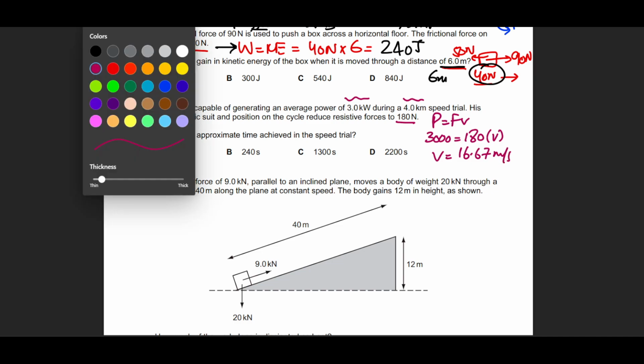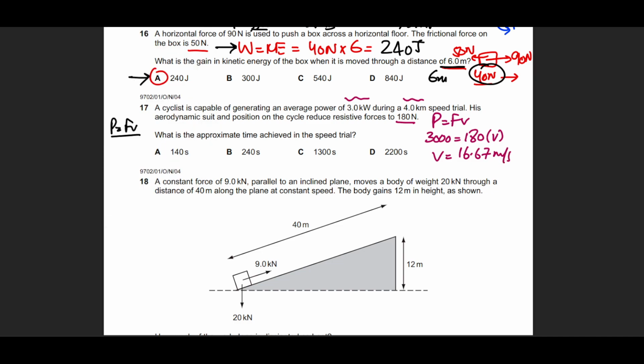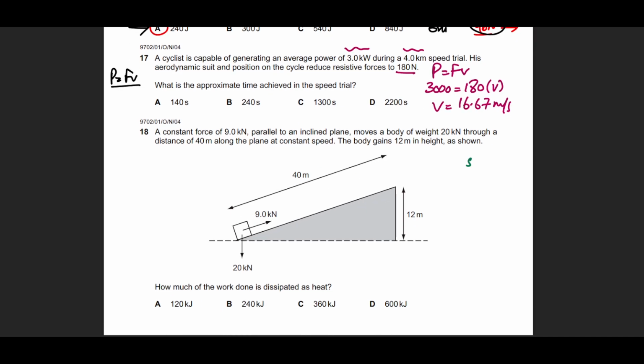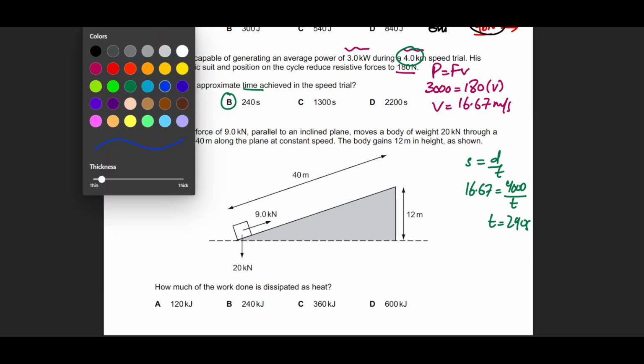Now, since we want to find time, we can simply use the formula speed equals distance over time. We are supposed to find time. We have the distance, which is 4 kilometers, and the speed is already given, which is this one. So 16.67 equals 4,000 meters, 4 kilometers, over T. T comes out as approximately 240 seconds. So this will be your answer for this question. Okay, moving on to the next question.